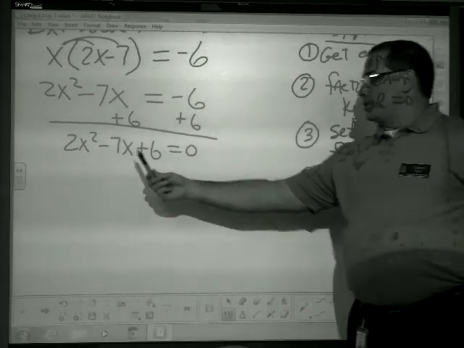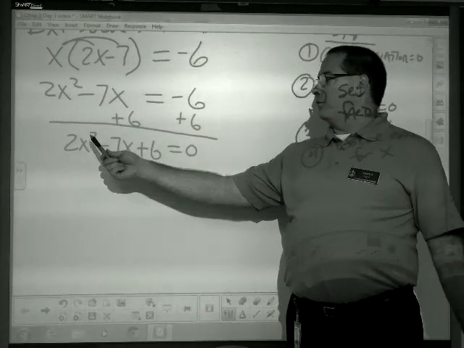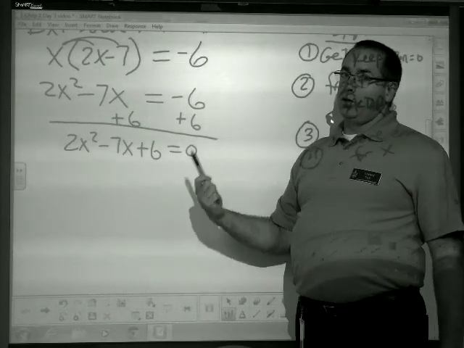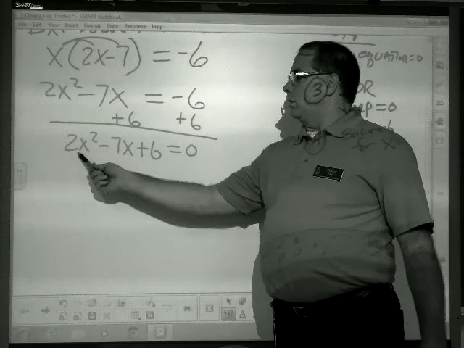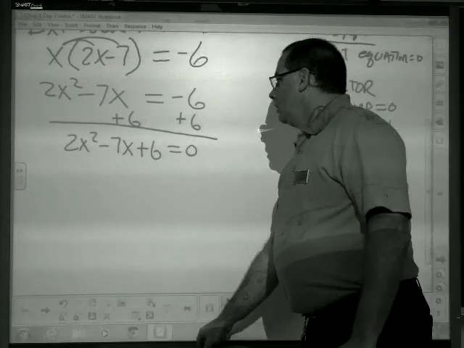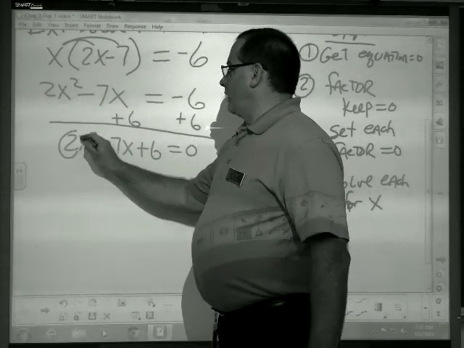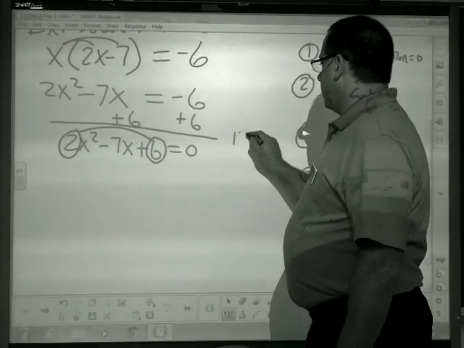Well, I'm going to look for a GCF. 2, 7, and 6. No GCF. Are there x's everywhere? No. Oh, how do we factor when the leading number is bigger than 1? We just did it last lesson, which is the AC method. So, got to go through the AC method. So I got 2 and 6. 2 and 6 combined to give me 12.